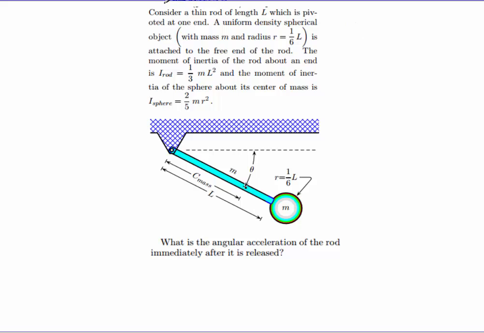This is Dr. Holt, and in this problem I have a thin rod of length L. It's going to be pivoted at one end, right here at this location. Okay, it's going to be free to move at this point.